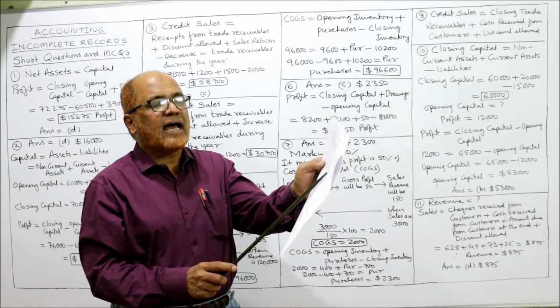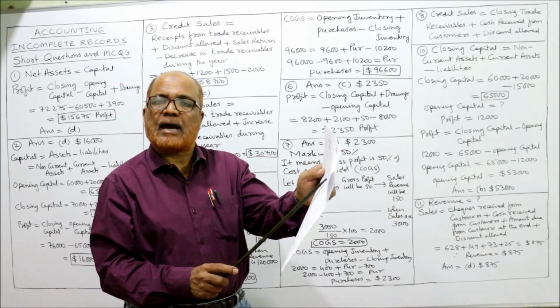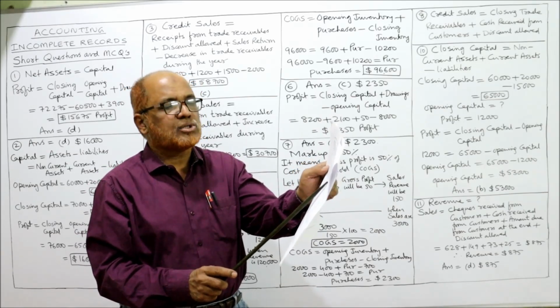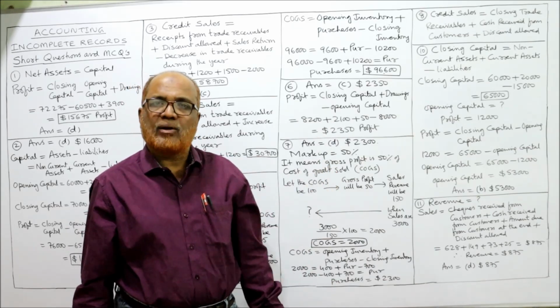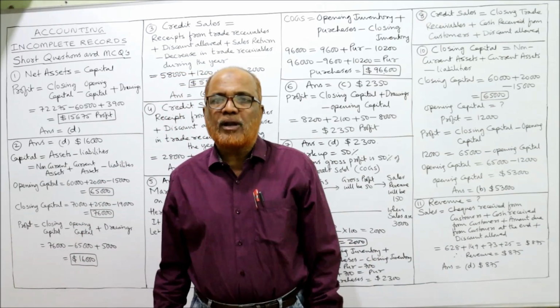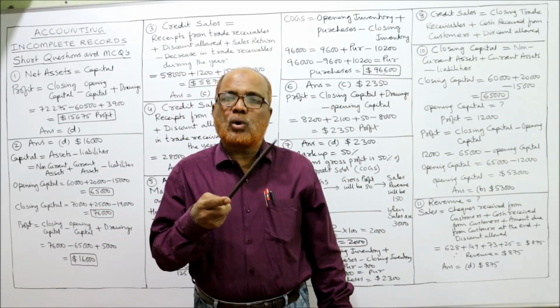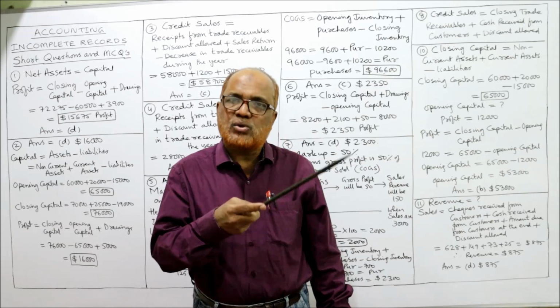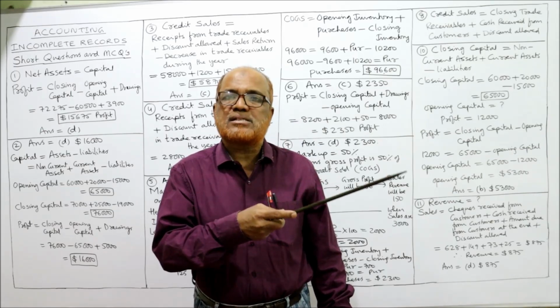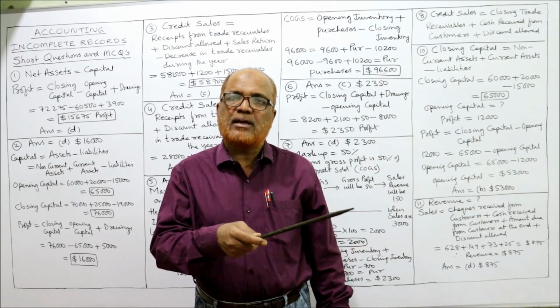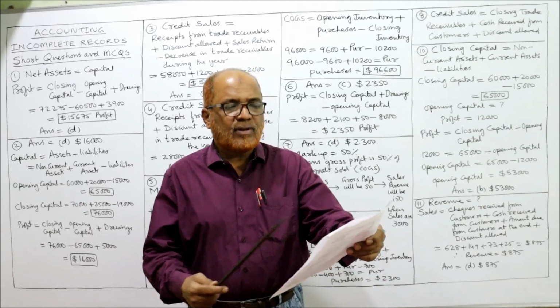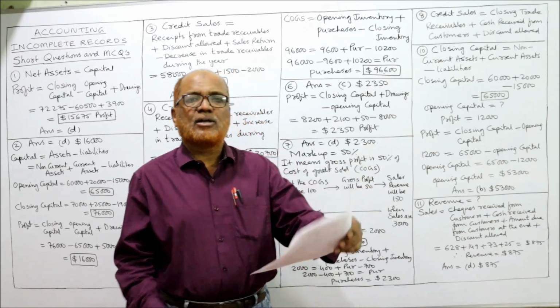Then net assets at the end of the year. Net assets means capital. Capital at the end of the year is 8,200. What was his profit for the year? Again we have to calculate profit. Same formula: profit is equal to closing capital minus opening capital plus drawings. Everything is given. The answer is C, 2350.